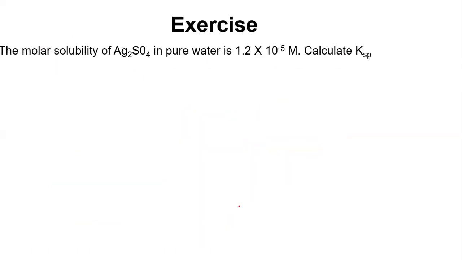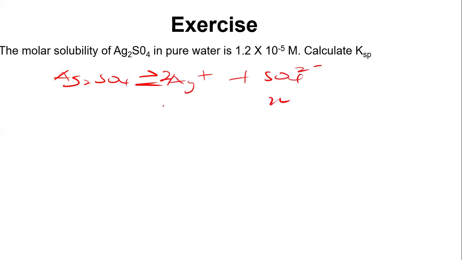Now, another simple question for us to practice: the molar solubility of silver sulfate in pure water is 1.2 times 10 raised to the power negative 5 molar. Calculate the KSP. First of all, we have to write the equation. I'll get silver plus, that is 2 moles of silver, plus sulfate, it is 2 minus. Now, if this is x, this one is 2x, because of the 2 there.